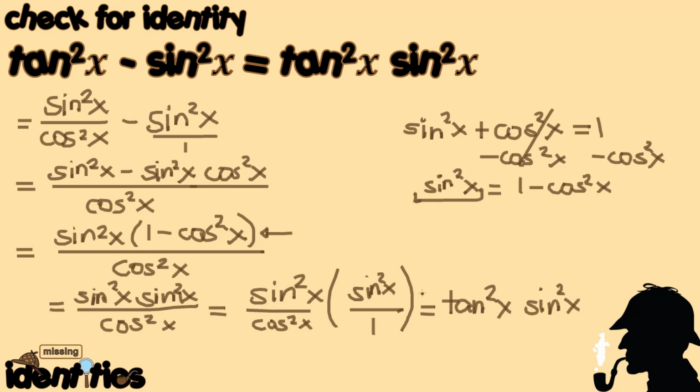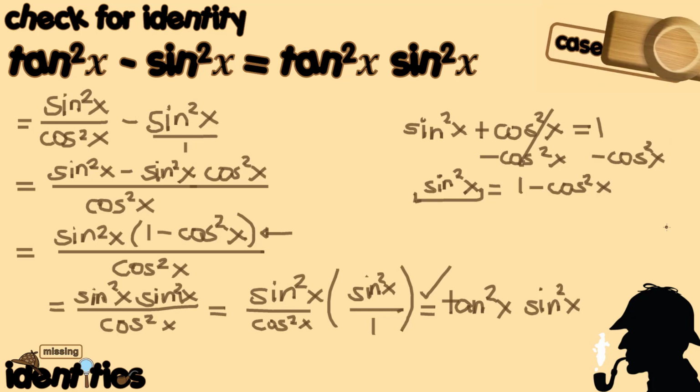With this, we have verified that we have arrived at a product of tangent squared x and sine squared x from their difference. And with this, we have verified this given identity. This case for missing identity is now closed.